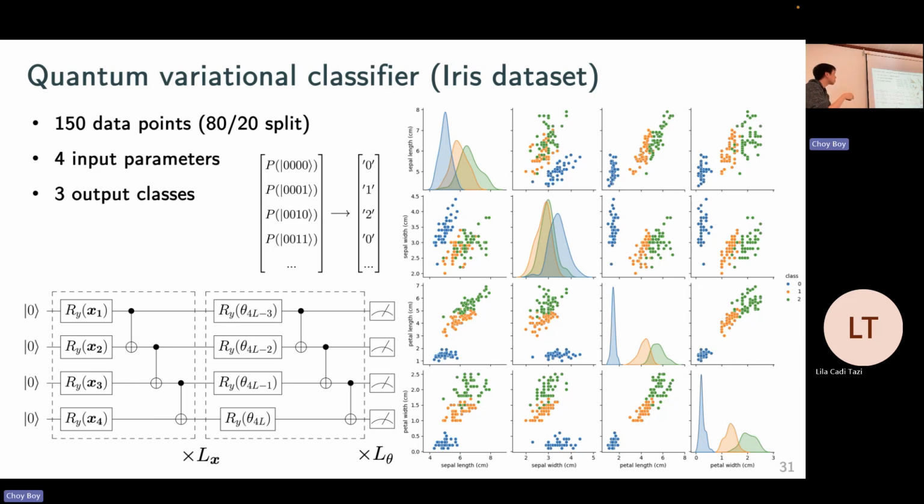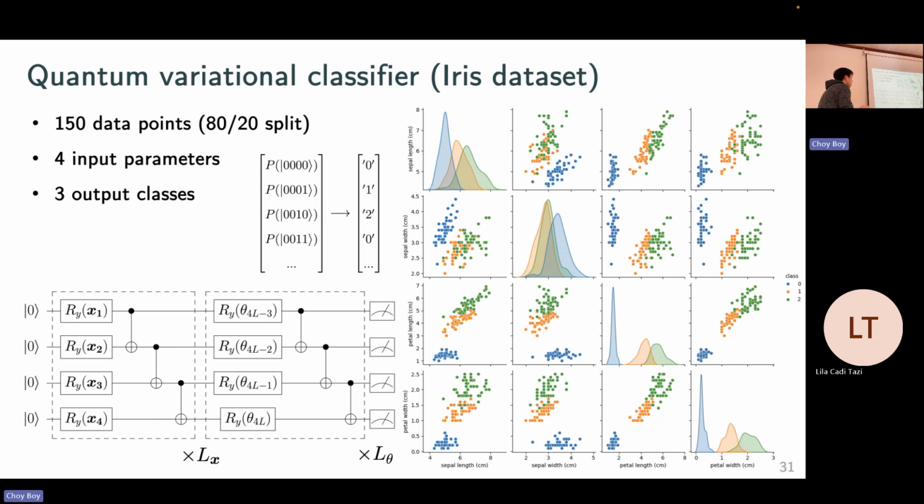Yeah, so for this one, I actually used the iris data set. It's quite a simple data set with 150 data points with 3 classes. For this, I did an 80-20 split. The 80 is the training data that I used to train the model on, and 20 is the testing class. There are 4 parameters for this data set. So for simplicity, I just took the number of parameters as the number of qubits.